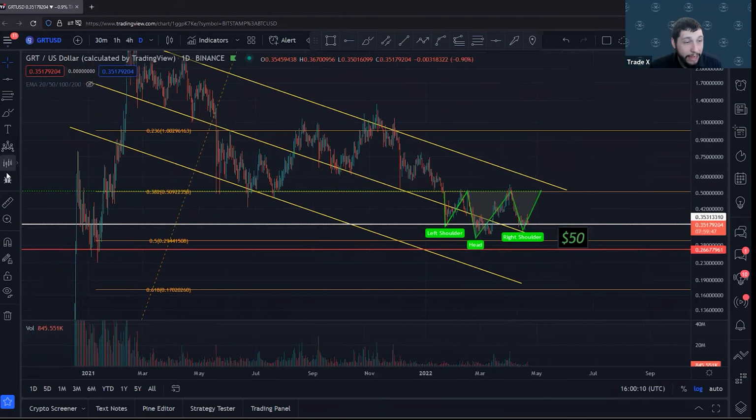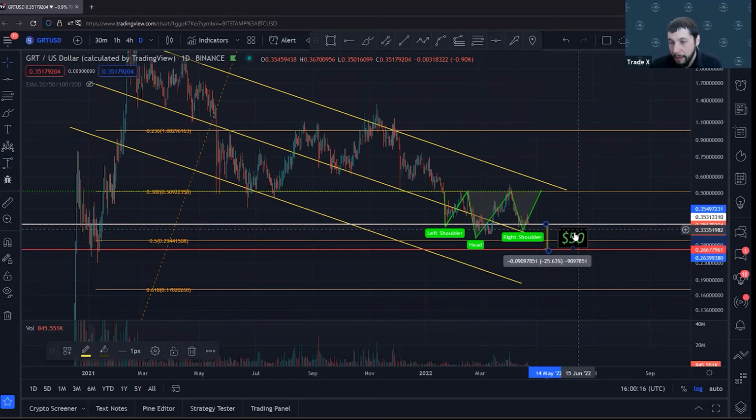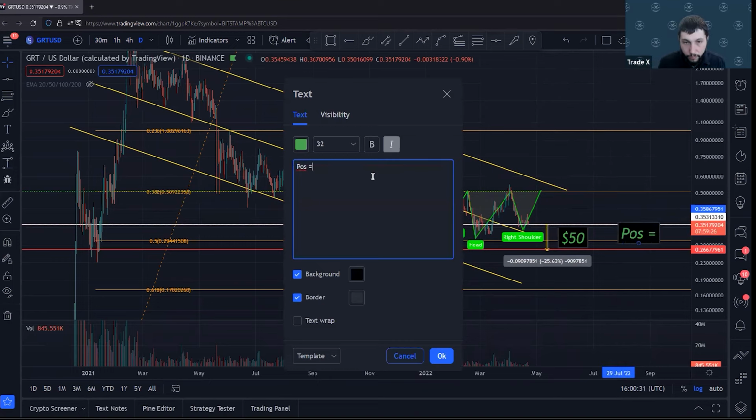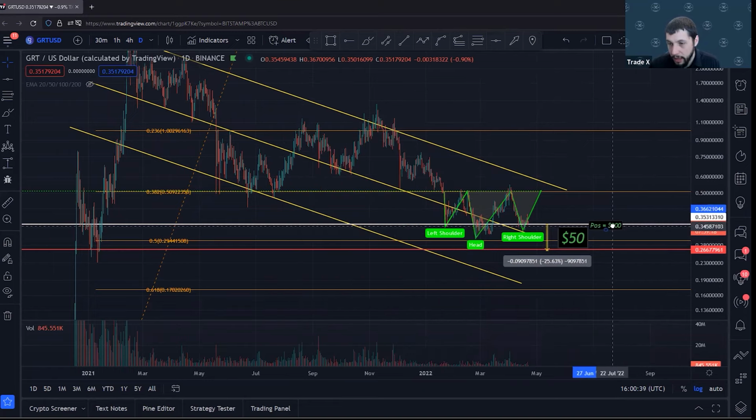Now, if that is 25%, that means 25% of my position should be equal to $50. So simple math, 25 times 4 is 100, 50 times 4 is 200. That means my total position is going to be $200 on this trade. I'm going to make the text a little bit smaller here so I can set it on top of here.